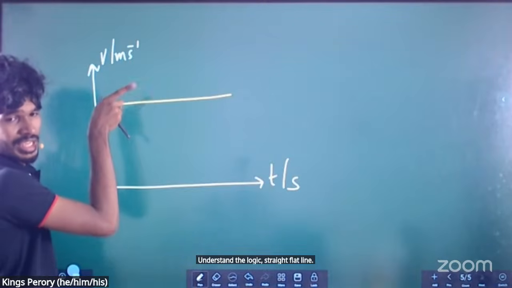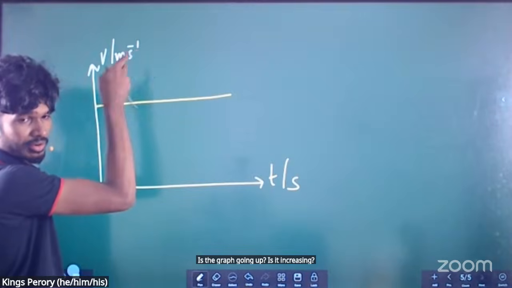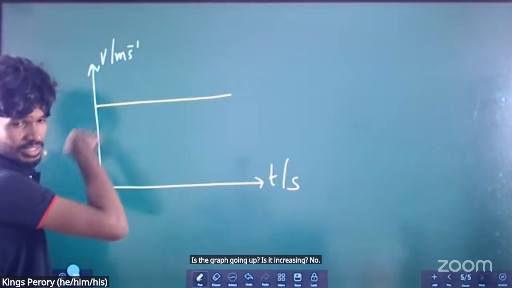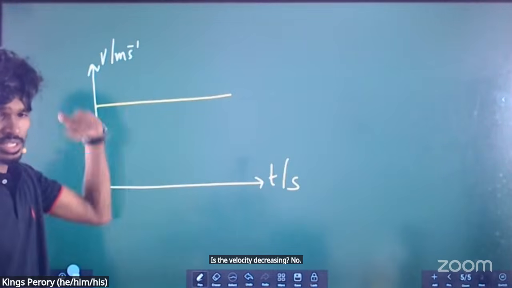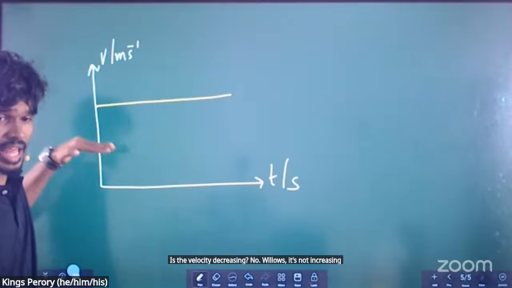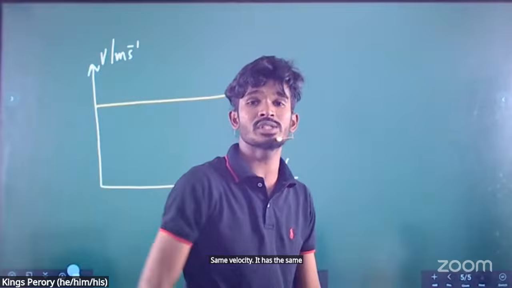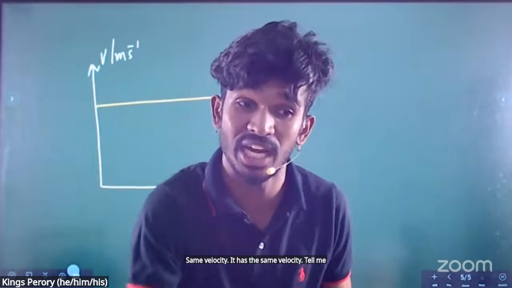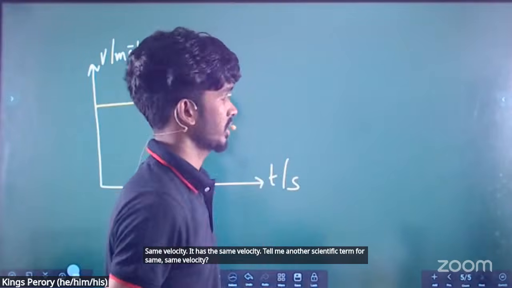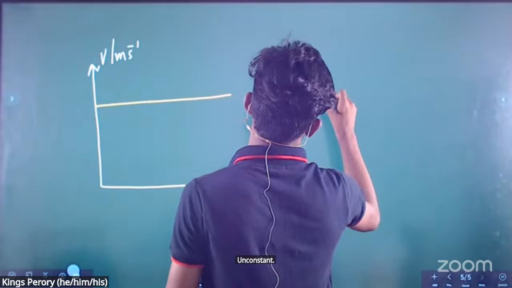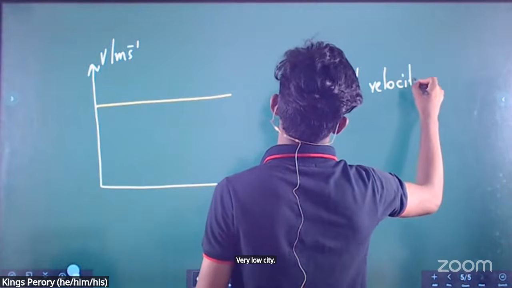Is the velocity increasing? Is the graph going up? No. Is the velocity decreasing? No. Velocity not increasing, velocity not decreasing. That means same velocity. Tell me another scientific term for same velocity. Constant velocity or uniform velocity.